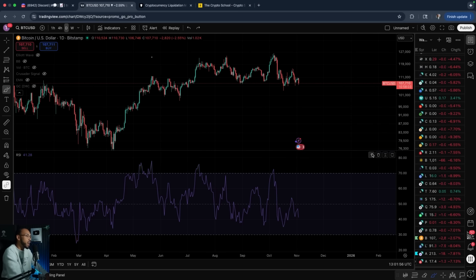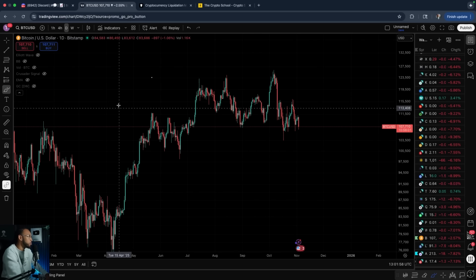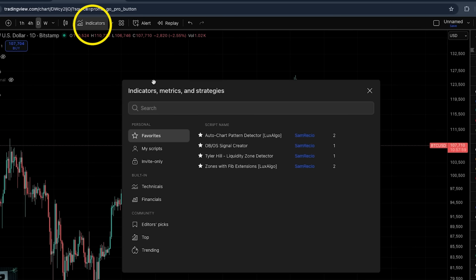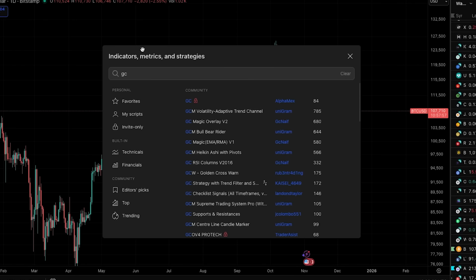Now, if you want to access the Gaussian channel, you're going to do it the same way that you got to the RSI. You're going to click indicators. You're going to click GC. Real easy stuff here.